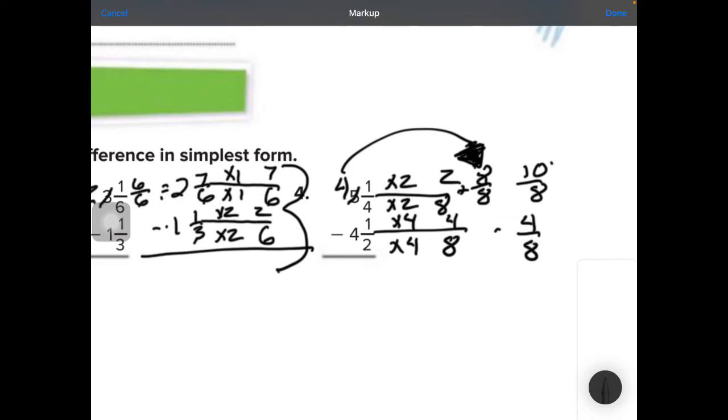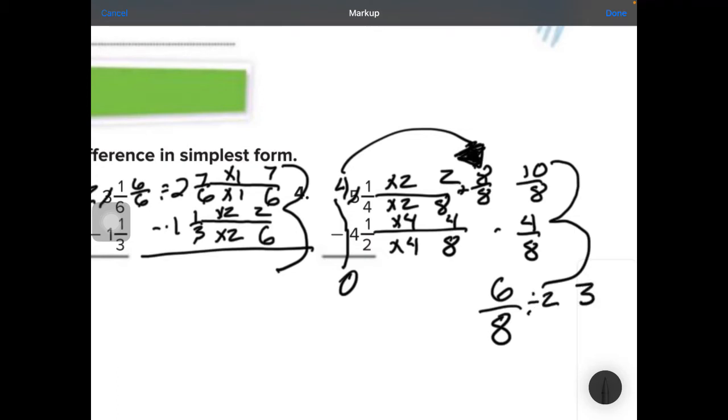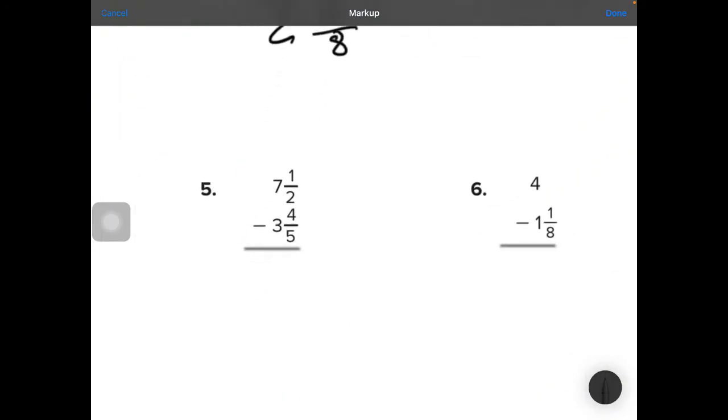Now I can subtract that a little bit better because this number is bigger. 10 minus 4 is 6 eighths. And 4 minus 4 is 0, so that doesn't do anything for me. But 6 eighths I can simplify. I can divide them both by 2. 6 divided by 2 is 3. 8 divided by 2 is 4. So my final answer out of that great big mess is 3/4.